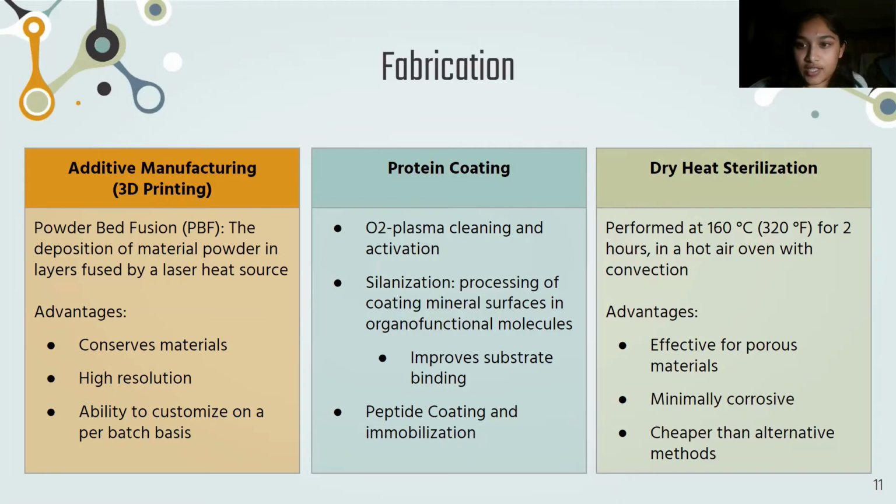For the sterilization of our design, we decided to go with dry heat sterilization in a hot air convection oven at 160 Celsius for 2 hours. That's the standard. The advantages of this method of sterilization over others are that it can effectively clean porous surfaces, which can be difficult with chemicals, and it is also minimally corrosive. It's also a lot cheaper than other methods and doesn't require very specialized equipment.